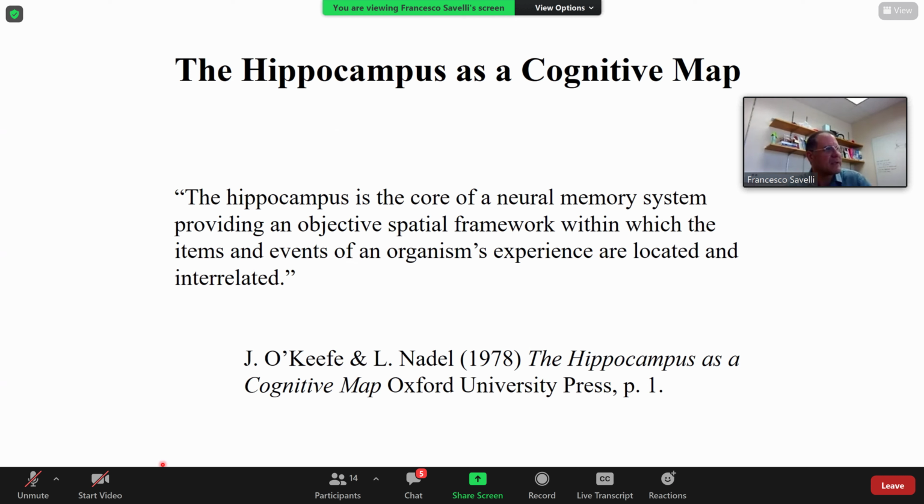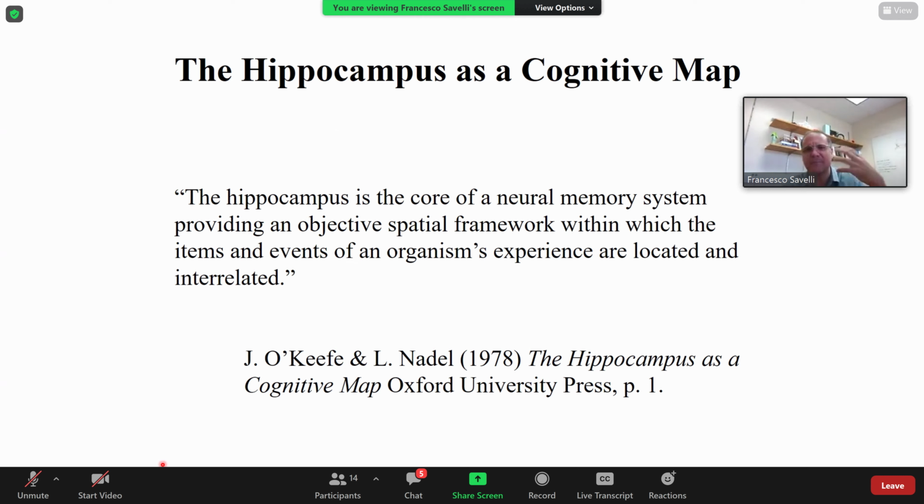providing an objective spatial framework within which the items and events of an organism's experience are located and interrelated. So in a way, the cognitive map, according to this theory, especially in a rat, everything happens in this spatial framework. But even in humans, in a way, we abstract the idea of space.